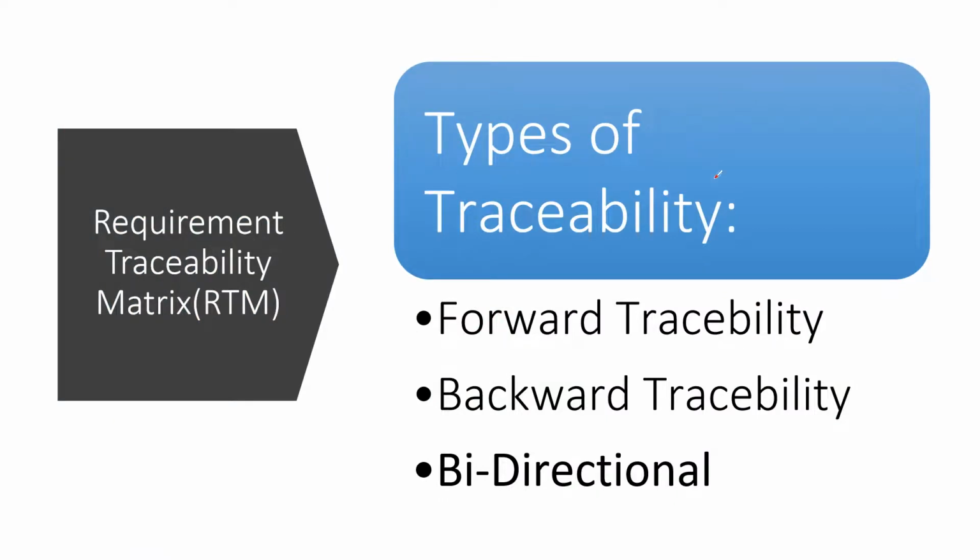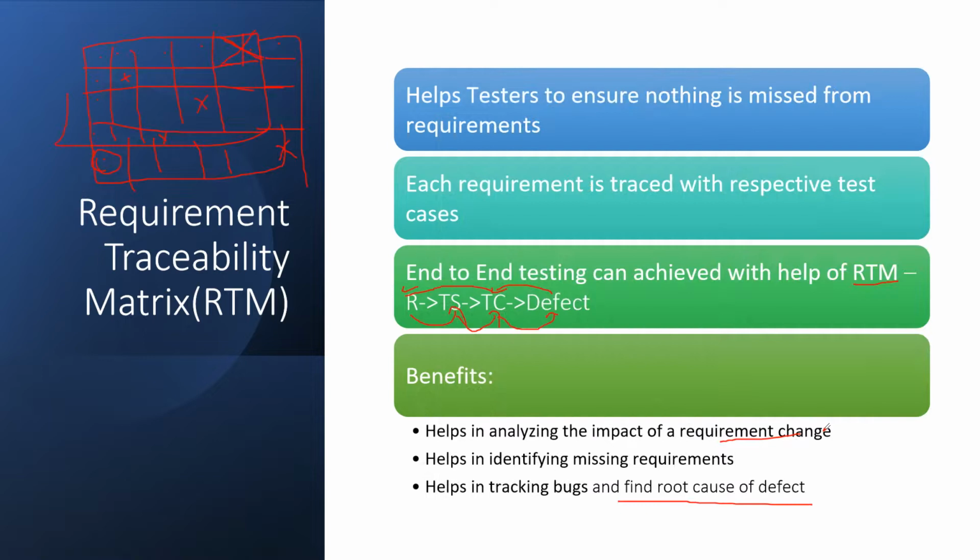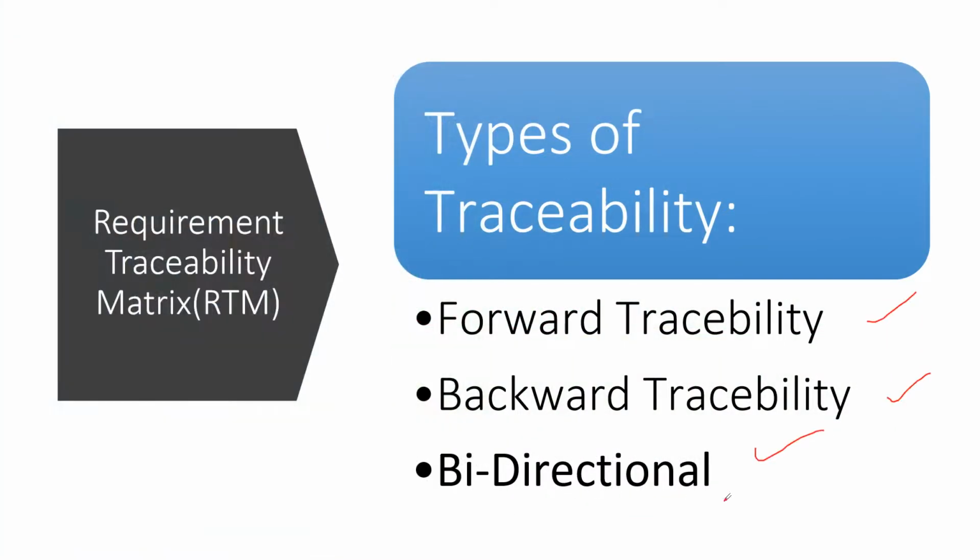Okay, now types of traceability: we have forward traceability, backward traceability, and bidirectional. Tracing from requirement to test script to test case to defect is forward traceability. Suppose we have a defect ID and we want to know the requirement ID. We can backtrace it. From defect to test case to requirement is called backward traceability. And we also have bidirectional, so doing it in both ways.